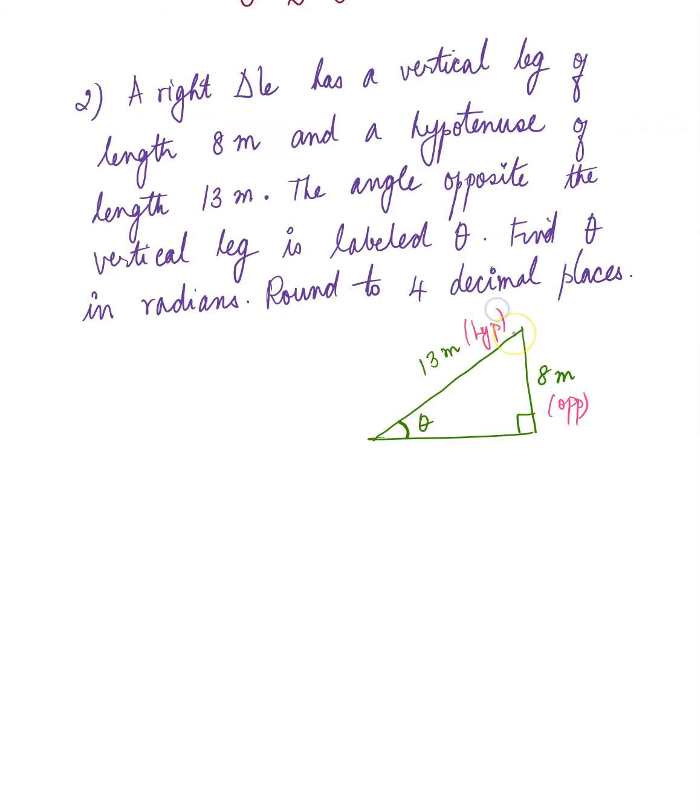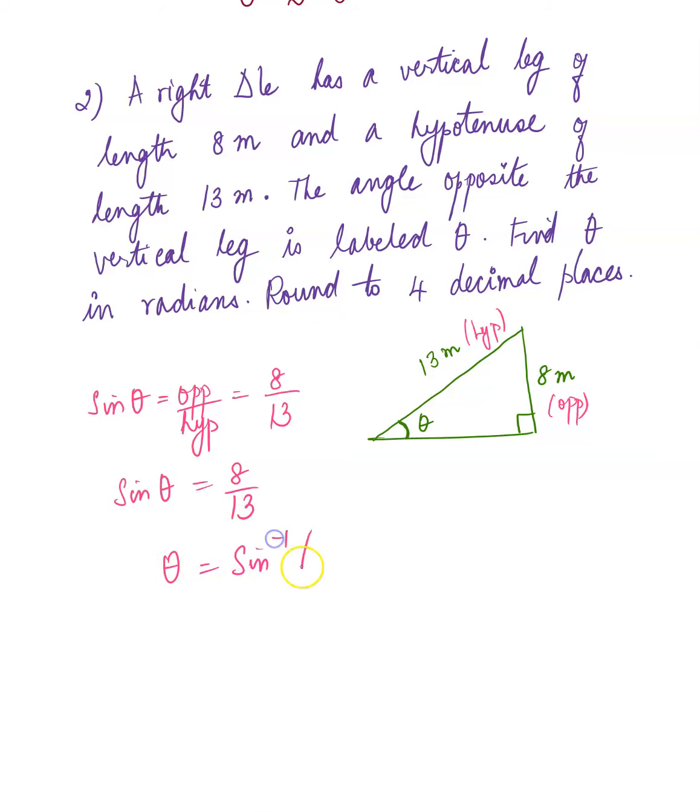As always, look for the trig function that has these two connected. So SOH CAH TOA tells us that sine theta is opposite over hypotenuse. In our case, it is 8 over 13. So sine theta is 8 over 13. That means theta is sine inverse of 8 over 13. Set it to the radian mode, find your theta, and round it to 4 decimal places.